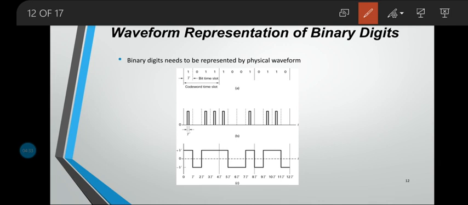Then coming to the next topic, which is PCM waveform types. When pulse modulation is applied to binary symbols, the resulting binary waveform is called a pulse code modulated waveform. So when it is applied to binary symbols, we basically call it a pulse code modulated waveform. There are many types of PCM waveforms.